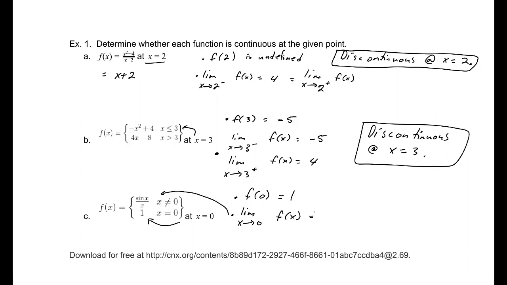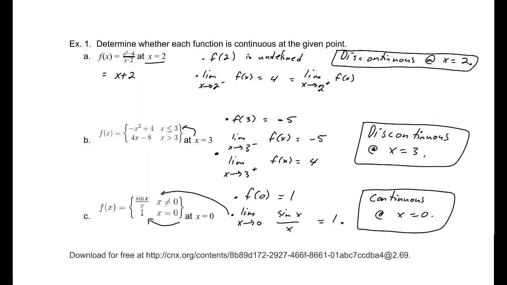We're not at 0. We are getting close to 0. And we looked at this quite a bit. That limit is 1. From the left and the right, it is 1. So this is actually a continuous function. It's continuous at x equals 0 because of that second definition of the piecewise function.